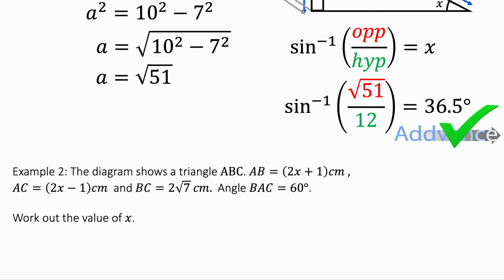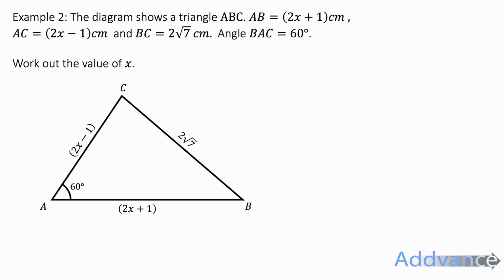Okay, let's look at example 2 now. So here we've got triangle ABC. And one side is labelled 2x plus 1. Another side is 2x minus 1. And the opposite side is 2 root 7. Let's see if you can do this. So I would recommend to pause this video now and try this yourself and see how well you do. Because in a few moments I'm going to show you how to do this. Are you ready? Let's have a look.